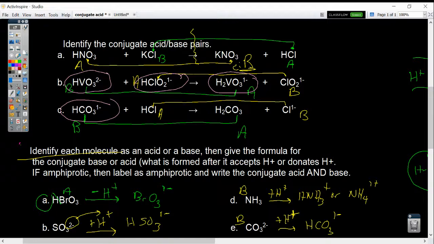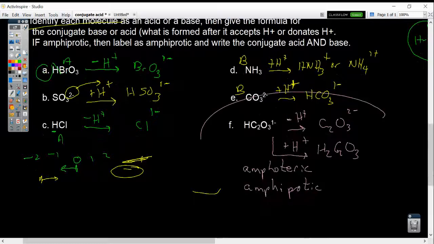So I hope this clears up this whole conjugate acid-base pair thing, either in reactions or individually. If they're in a reaction, they can't be amphoteric because you know how they're behaving. So if they're all by their lonesome, like they were down here, then you don't know how they're going to behave. So you gotta give me both.